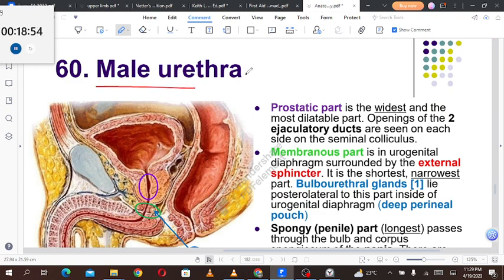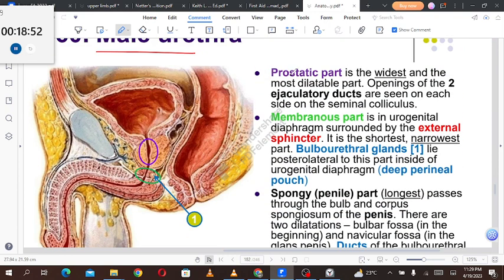Now let's talk about the male urethra. There are four parts to it. Number one is the prostatic part, then the membranous part, and then the spongy part. There was another part, the pre-prostatic part, maybe intravesicular, which they have not given a name, so we'll talk about that.